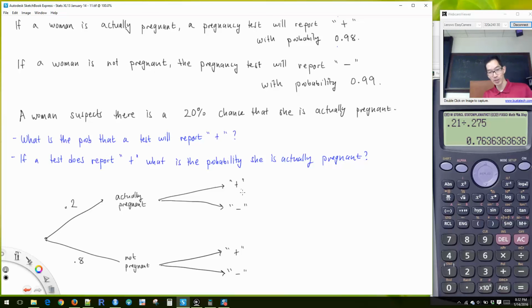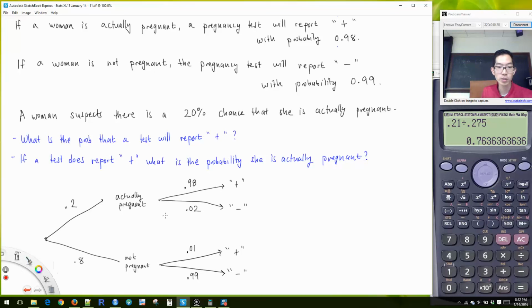I went with that rather than saying pregnant or not pregnant, because I think it would just be confusing to have pregnant, not pregnant, pregnant. So these are the test results, okay? If she's actually pregnant, it will report plus with probability 0.98, and will report minus with probability 0.02. And if she is not pregnant, it will report minus with probability 0.99, but it will still report plus with probability 0.01, okay?